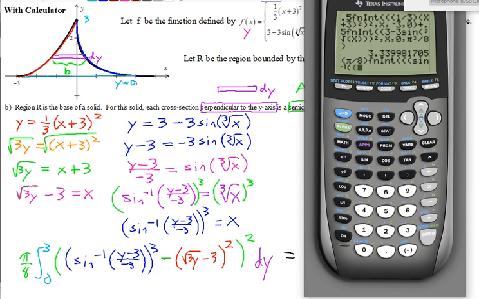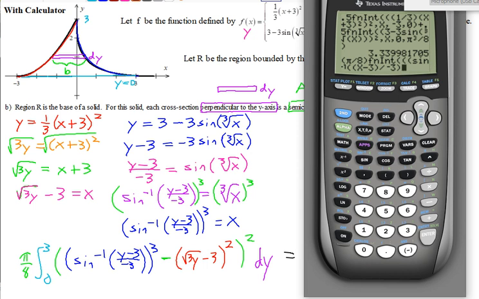So we need another open parentheses. However, on the 84 and 83, I don't think there's a way to put in y here, as far as I know. So we're just going to type everything with x. And it's going to give us the exact same numeric answer, because no matter what letter this is in here, as long as it's all the same letter, it'll give us the same answer on our calculator. So it'll be parentheses x minus 3, close parentheses on the x minus 3, and then divided by negative 3 with a negative in parentheses out in front. Then a closed parentheses here, that closes off what was inside arc sine.